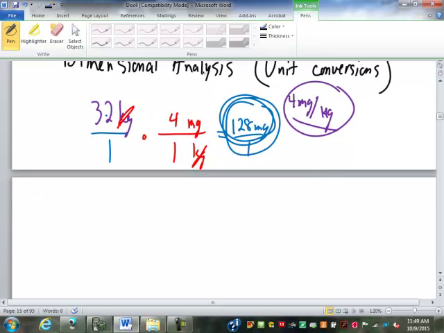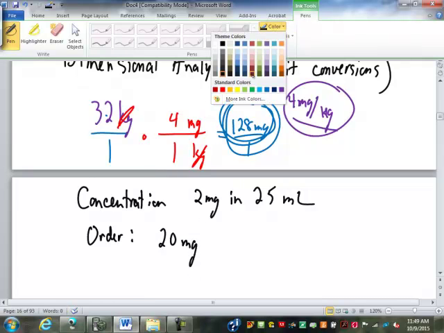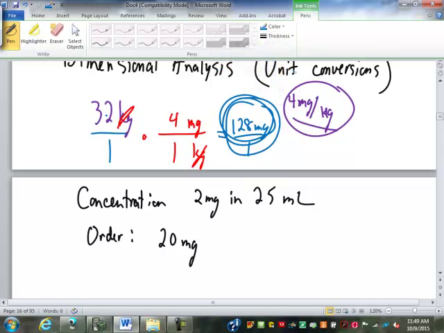We might have a medication that has a concentration of 2 milligrams in 25 milliliters. And the order is for 20 milligrams to be administered. This could be done using either the unit conversion or the proportion. I always prefer to use the dimensional analysis or the unit conversion. I'll show you that way first.